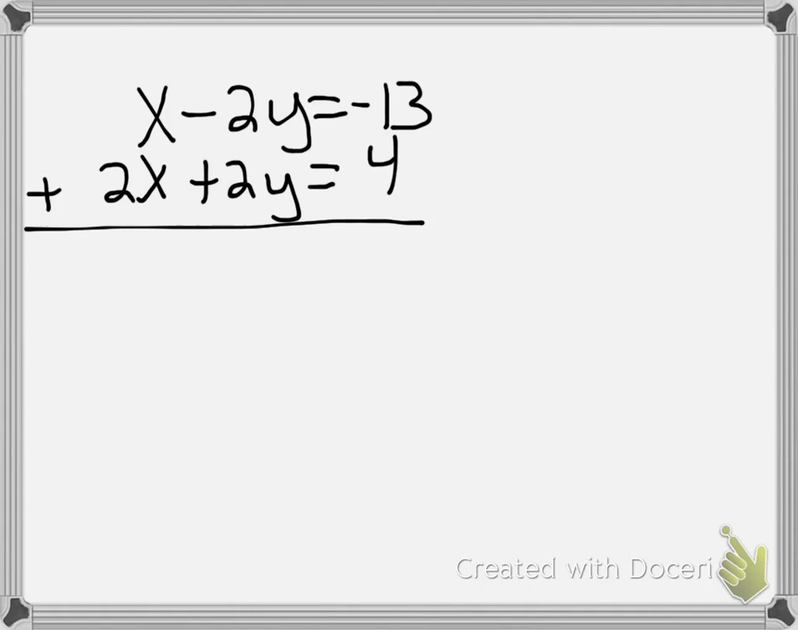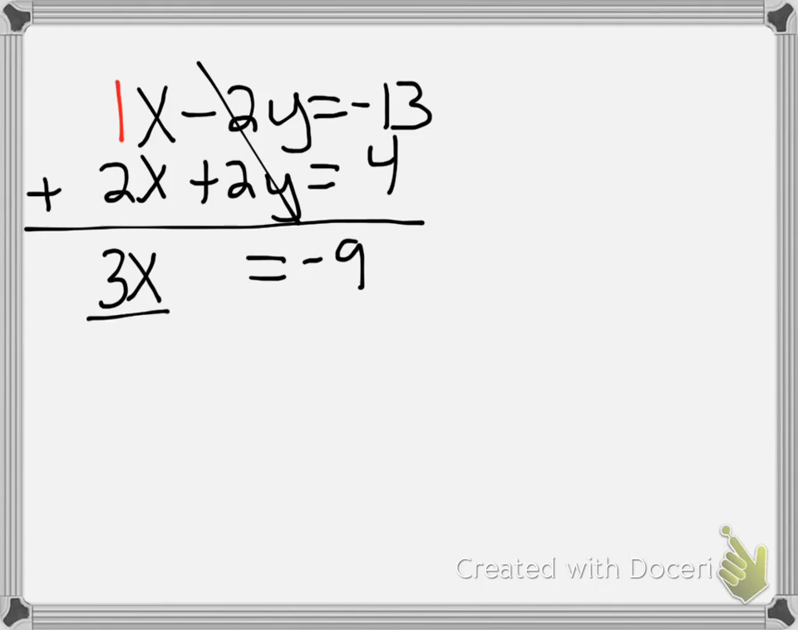So I have to add my x's. Don't forget, if it is just an x or a y by itself, it does mean that there is a 1 there. So if you want to put the 1, you can, just so you don't forget it when you're adding. So we get 3x, those are eliminated, and then we have negative 13 plus 4, which is negative 9. So now we have a small, easy equation to solve for x.